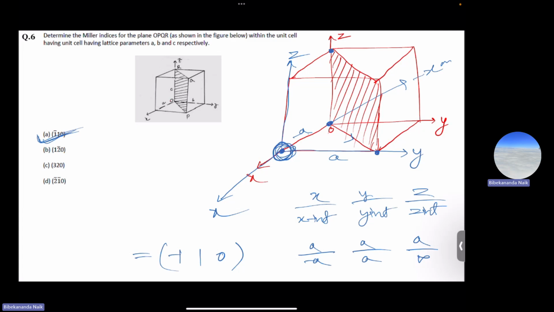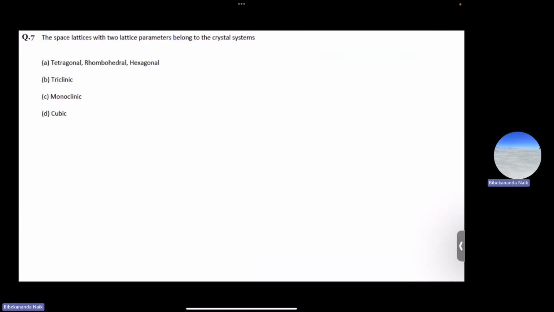Since the intercepts are minus a, a, and infinity, if you take the reciprocal, it will be -1, 1, and 0. It is a by minus a, a by a, and a by infinity. So the correct answer will be option A, that is -1, 1, 0. I hope this is clear to all of you.